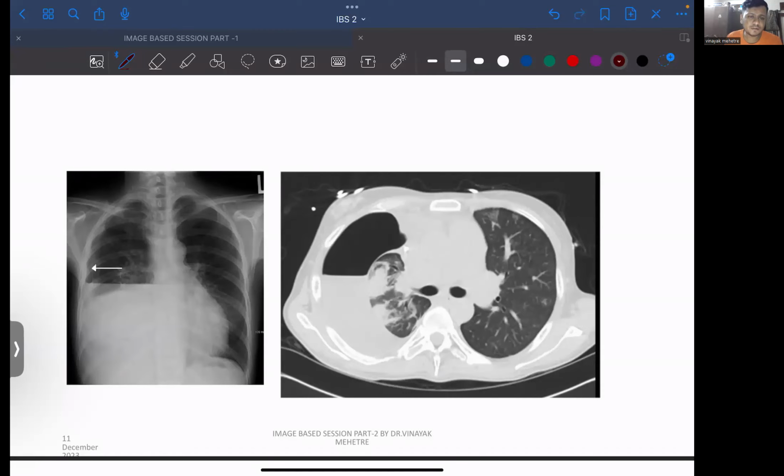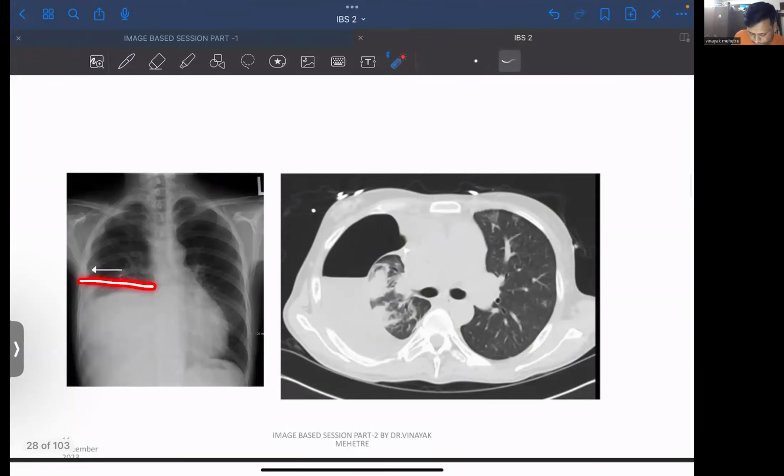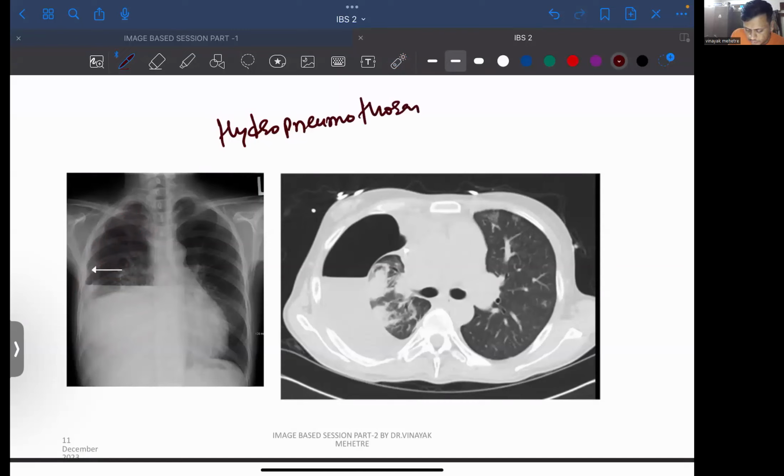So if you make an X-ray of this patient, you will see a flat line, no Ellis curve. You will see a flat line. The reason is air plus pani, air plus water. That is called hydropneumothorax. If you do the CT of this patient, air plus water, right? Hydro means pani, pneumo means air.